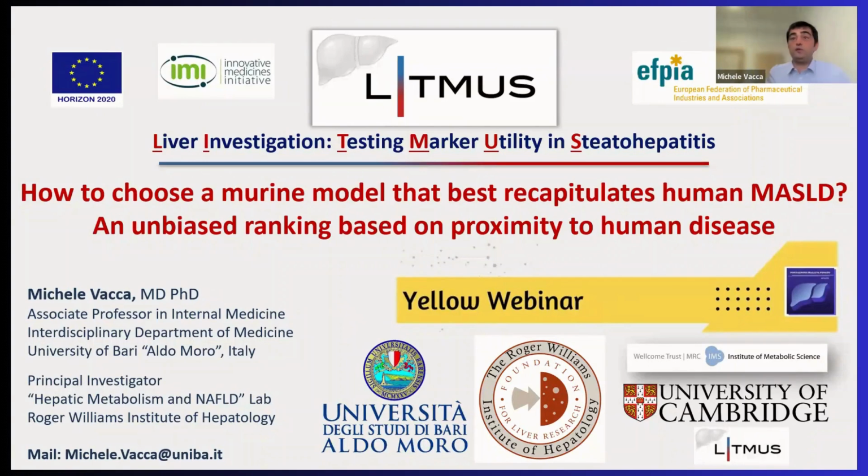So as Pablo has introduced, the scope of my presentation is to try to direct our choices into murine models that best recapitulate human MASLD. I will present for this purpose an unbiased ranking based on proximity to human disease that we have recently published with the LITMUS Consortium in Nature Metabolism. And you can find all the publicly available datasets published, because the scope of this project was to try to give a survey to the field to orient our decision into clinics.